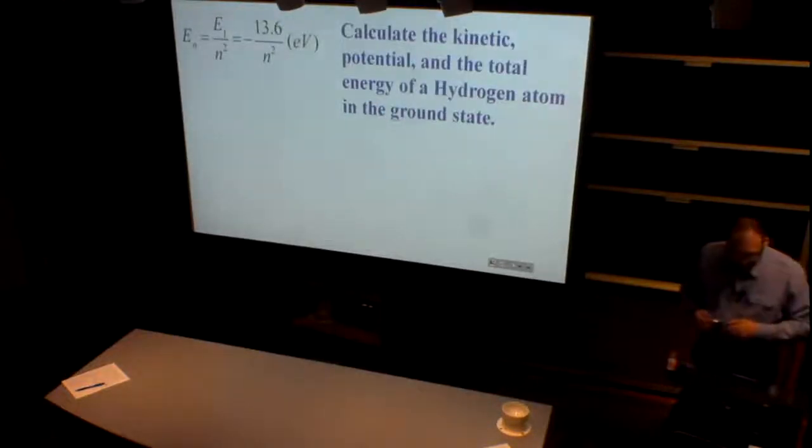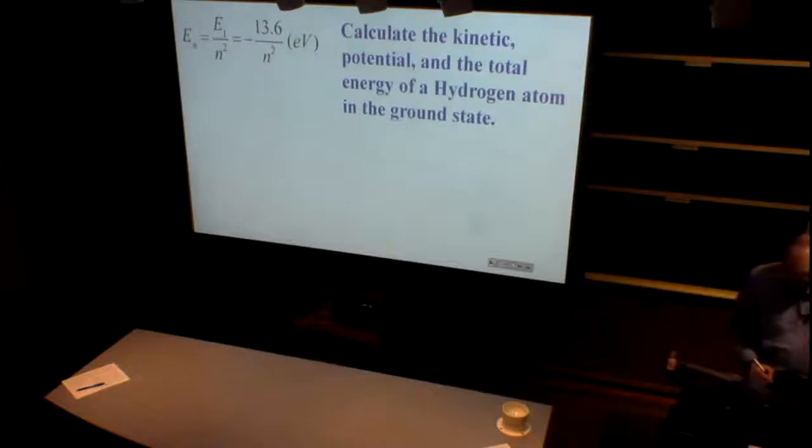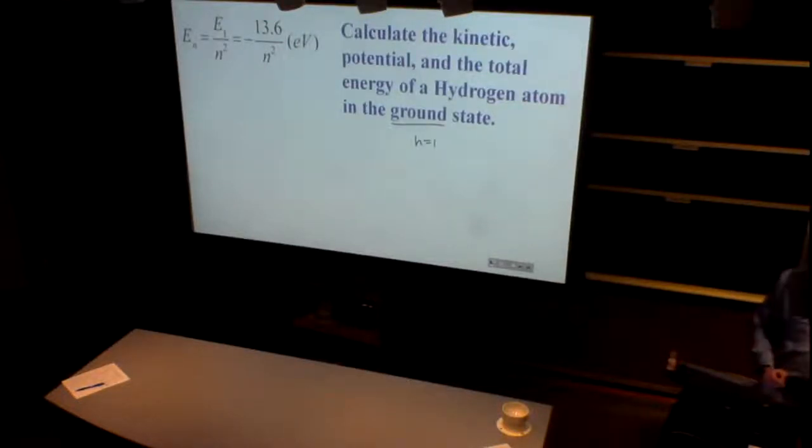So let's calculate energies for the ground state. This word ground state has a specific meaning. It means n equals 1. Yeah. Ground state. It's grounded. We don't know why, for what, bad behavior. So the total energy for the ground state will be equal to negative 13.6 over 1 squared electron volts. That's it. Very simple.